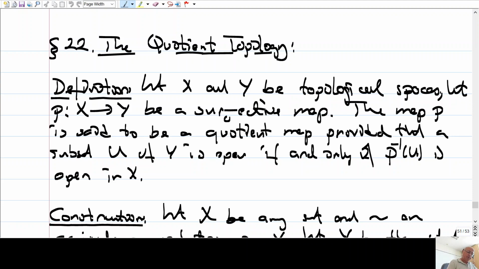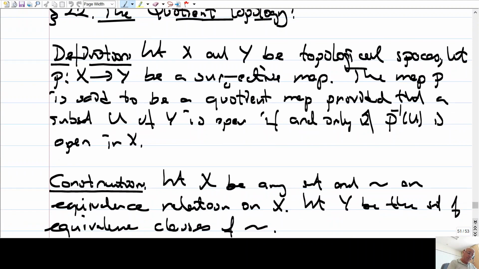Last time we started discussing quotient topology for two spaces X and Y and a surjective map P from X to Y. We say that P is a quotient map if the following happens: a subset in Y will be open if and only if its inverse image is open in X. So if this is the case, then we call P a quotient map.